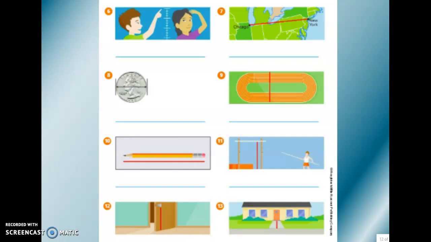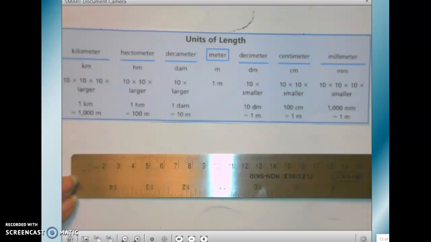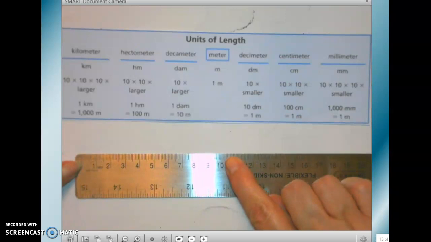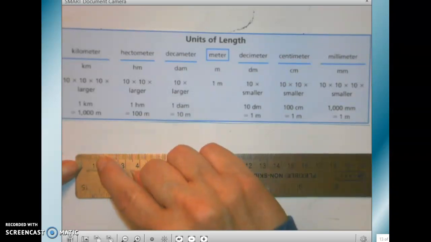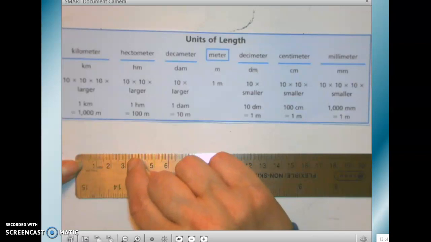What unit of measure would you use to measure a quarter? Are you going to use a meter stick? Of course not. That's way too big. Are you going to use a decimeter from 1 to 10 to measure a quarter? Or are you going to use a centimeter? Maybe it's 2 centimeters wide. Maybe it's 3 centimeters wide. How big is a quarter?